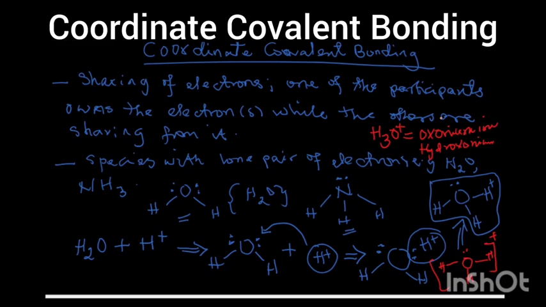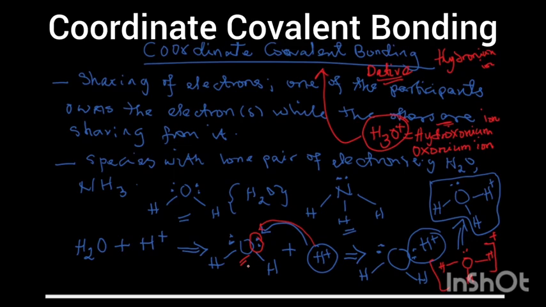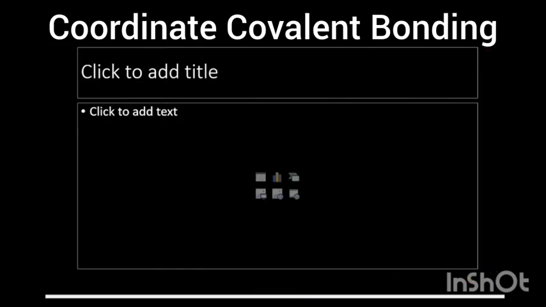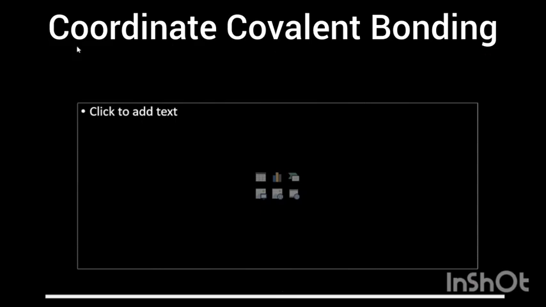ion. It undergoes what? Dative or coordinate covalent bonding. Another name for this type of bonding is called what? Dative bonding. The one that owns the electron is called the what? The donor atom. So that's the donor atom. Is that clear? Yes, sir. Good.